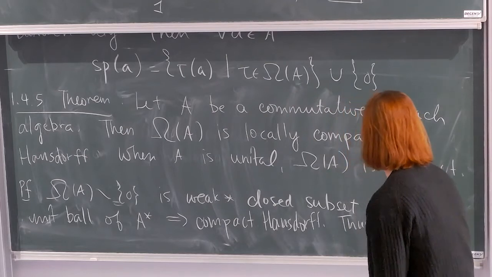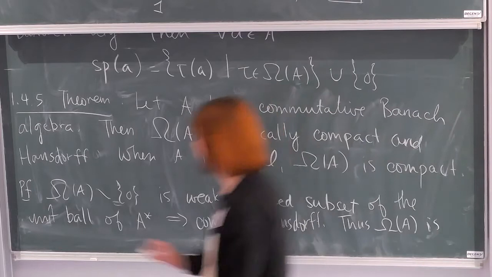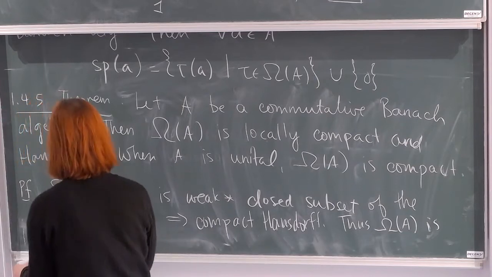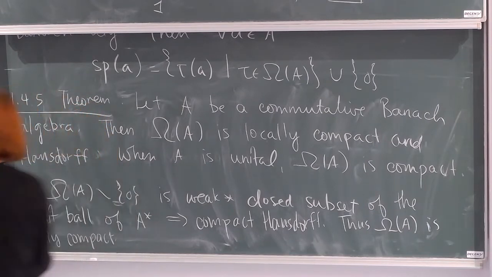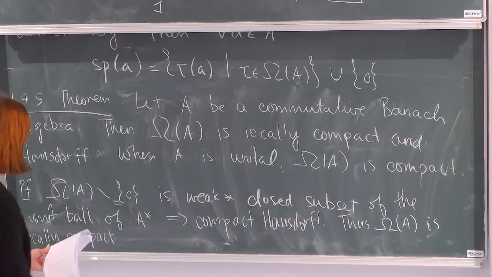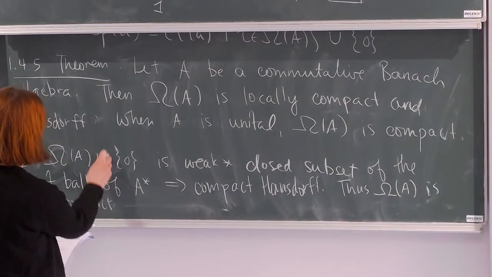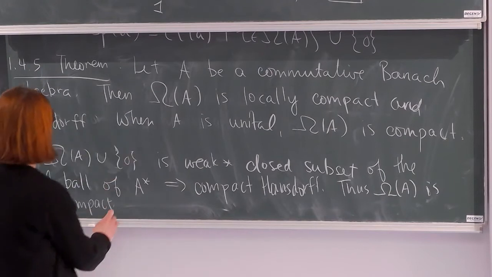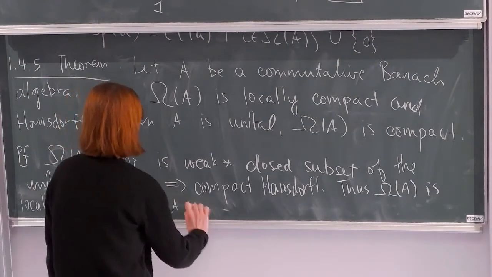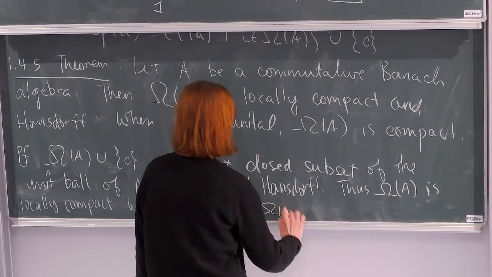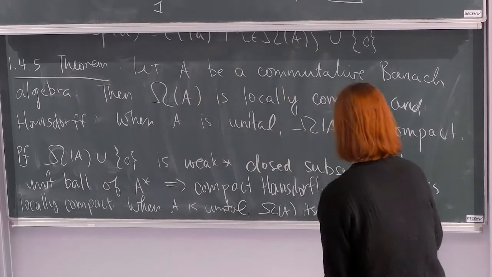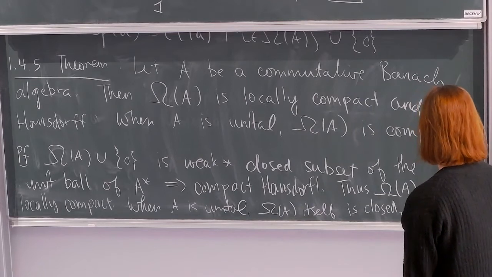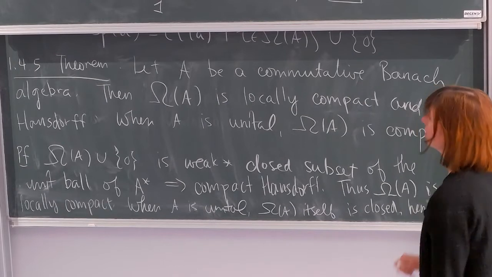Thus, omega A itself is locally compact. That should not be a minus, but that should be a union presumably. And when A is unital, we don't have this part. So omega A itself is closed and hence compact. Okay.